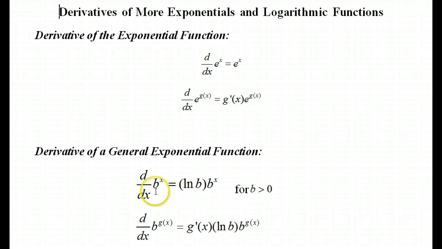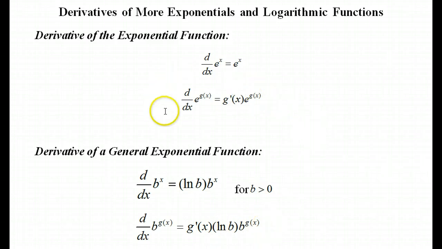So here the formula tells me the derivative of a general exponential is the natural log of the base multiplied by the exponential. And we can, of course, apply the chain rule if there is a function inside of the exponent. So if we have the derivative of b to the g of x, then that would just be g prime of x times the natural log of b times b to the g of x.